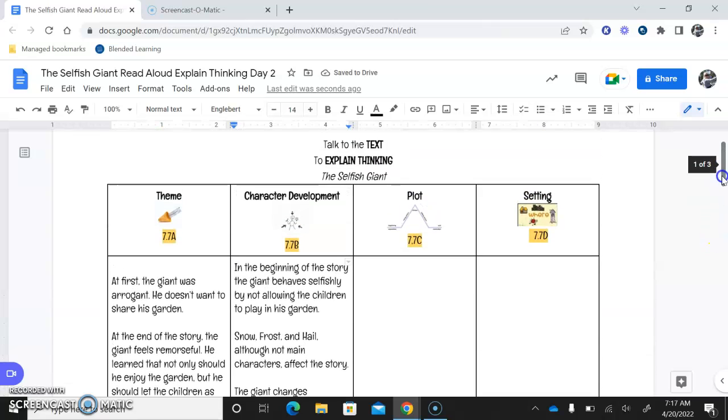Okay, then we're going to move on to the plot. Because in a fiction story, plot is going to be one of the most important elements that we have to pay attention to. Now you can see the little plot diagram here, kind of as a guideline of what you're going to be filling in here.